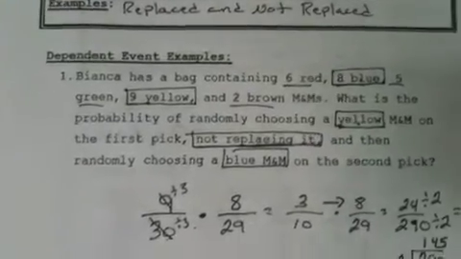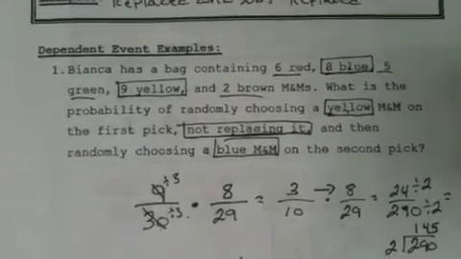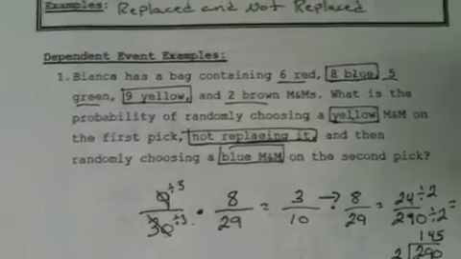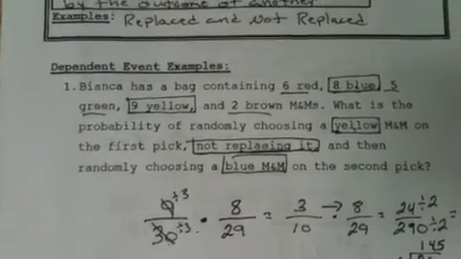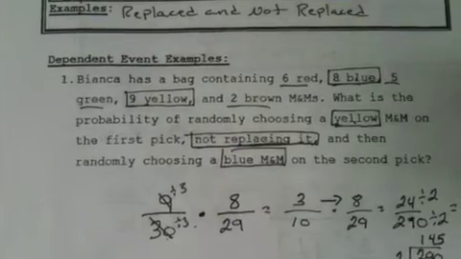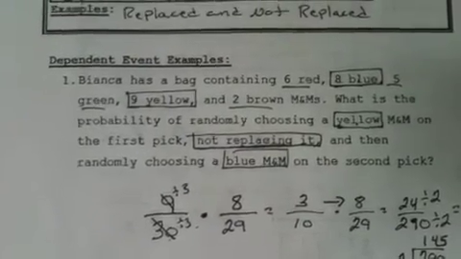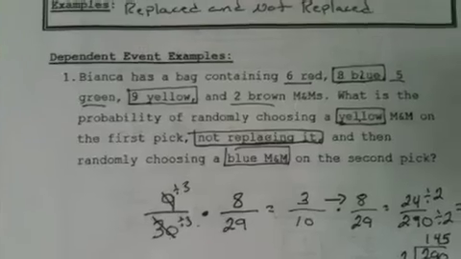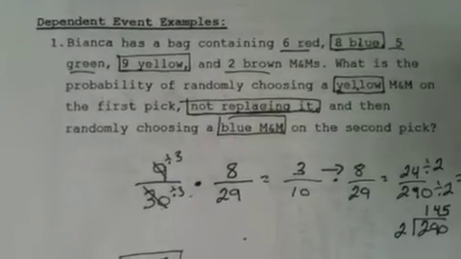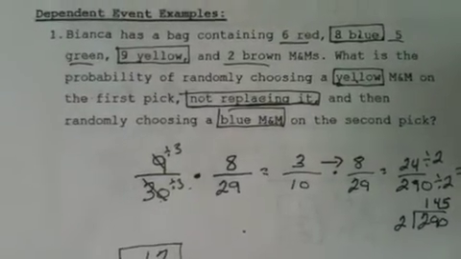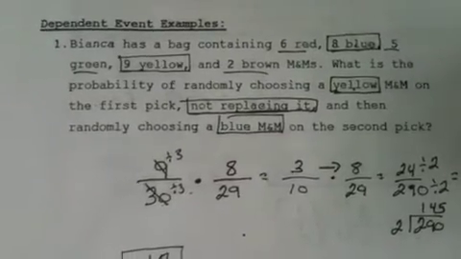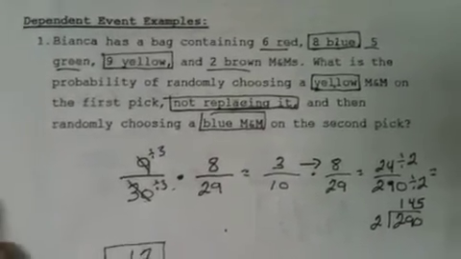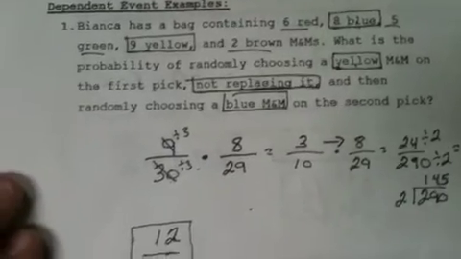So let's take a look at number 1. Bianca has a bag containing 6 red, 8 blue, 5 green, 9 yellow, and 2 brown M&Ms. What is the probability of randomly choosing a yellow M&M on the first pick, not replacing it, and then randomly choosing a blue M&M on the second pick? All right, so now we can find our key words, not replacing it. This is going to affect our total number of M&Ms. The first M&M we want, though, is yellow.